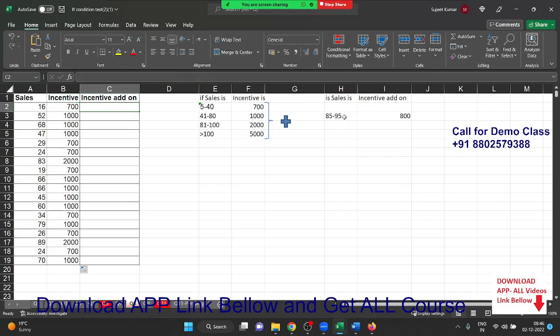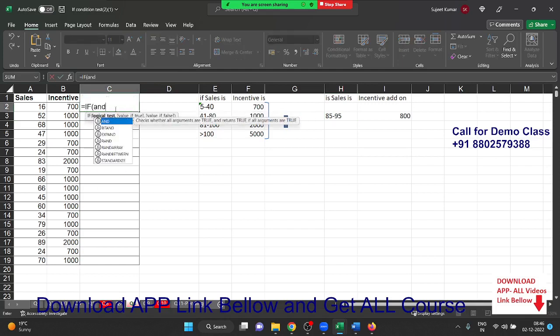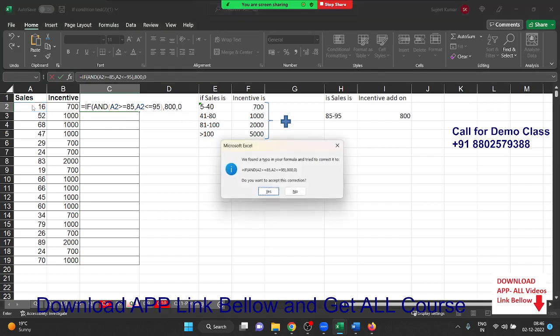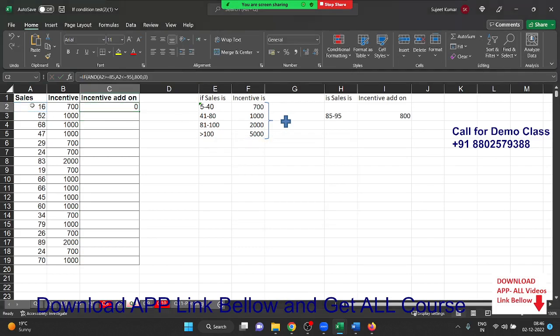Need the add-on incentive. Add-on incentive means 800 for 90. So you simply apply here if and, because this is between only 85 to 95, so use the and. If this is greater than equal to 85, and again less than equal to 95, then 800, otherwise 0. Press enter, again enter, got the 0. Here is the 800.